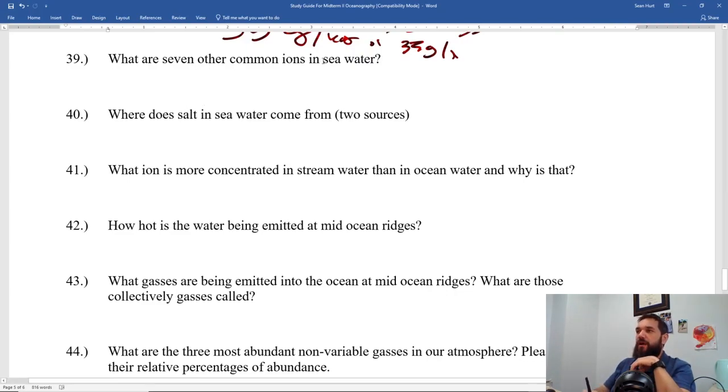So what are 7 other common ions in the seawater? There's a lot of other things. Definitely potassium and calcium. Those are really first order types of things. There's a lot of carbonic acid as well. There's a lot of bromine as well, actually. Bromide, I should say.